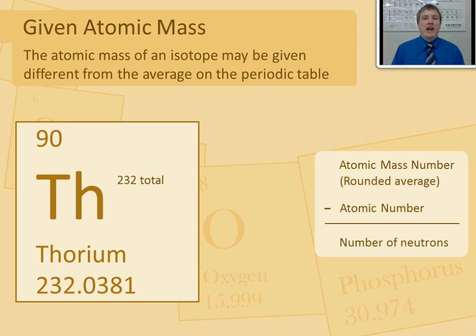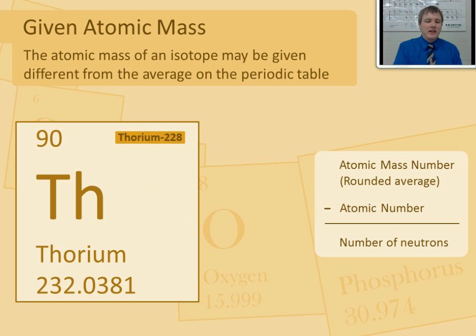Then we have to subtract the number of protons from that total. That means we have to subtract 90 protons, the atomic number of thorium. That should give us the number of neutrons. 232 minus 90 is 142 neutrons.